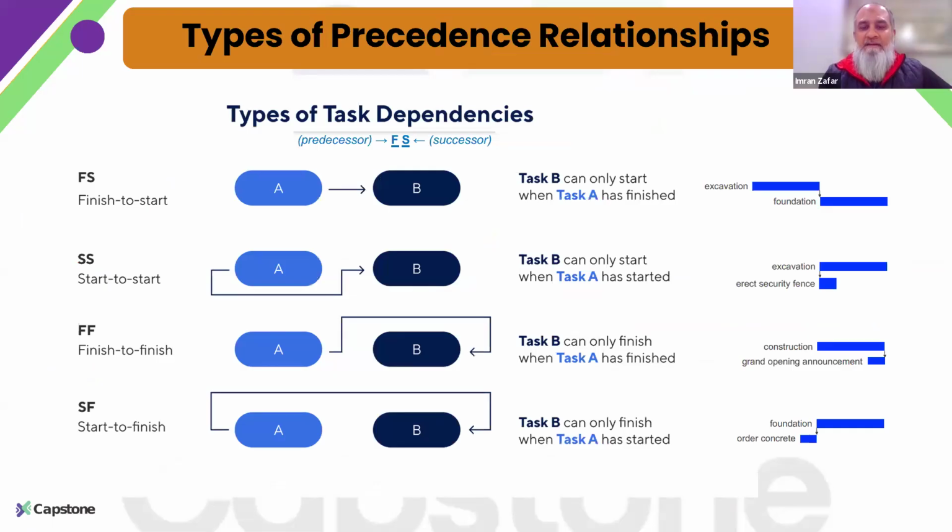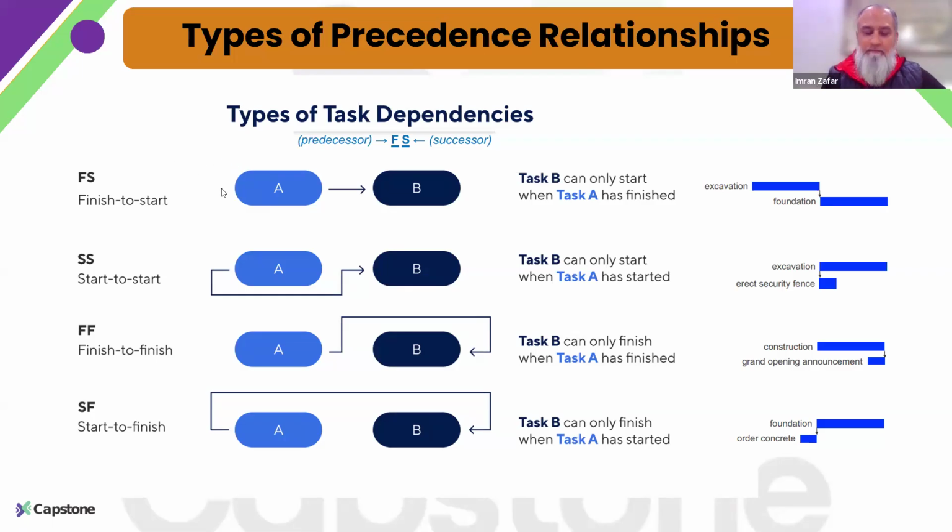And there are some task related dependencies as well. When we talk about precedence relationships, it is about how we carry out work or how different tasks are dependent on each other. For this, we have these four types of task dependencies which can be there in any project or any sequence of activities. So the first one is finish to start.